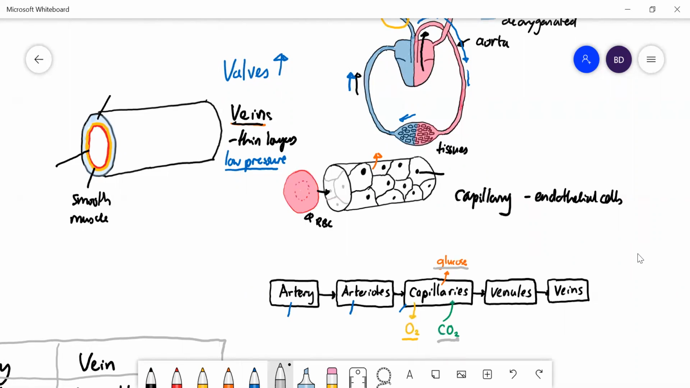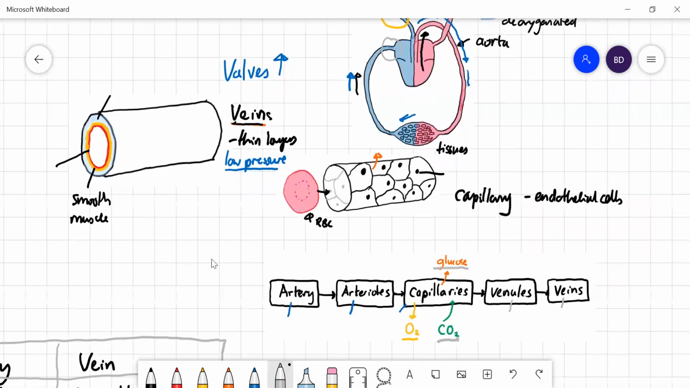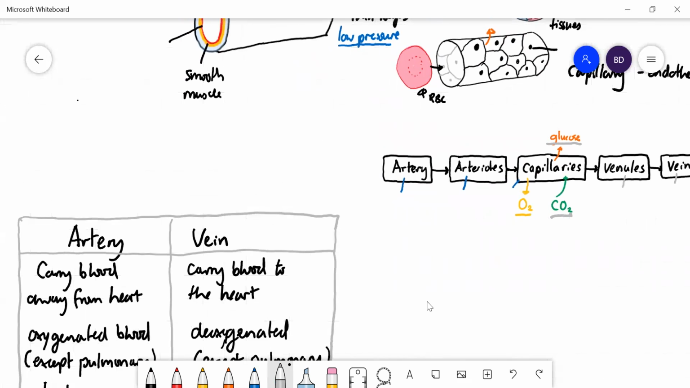The capillaries then join up to form these small veins called venules, and the veins get bigger and bigger, and they're called proper veins then, and then eventually they all get discharged into the right atrium of the heart up there. Okay, let's just summarize the differences between arteries and veins then, which is down here.